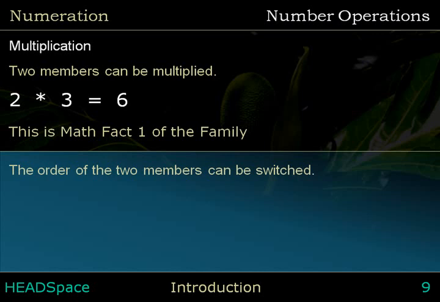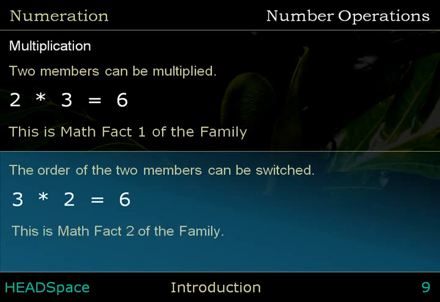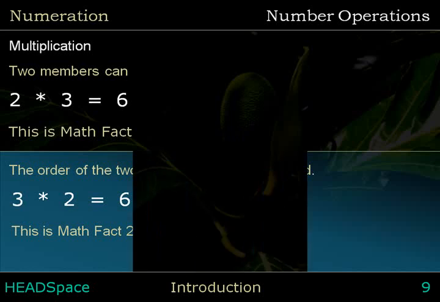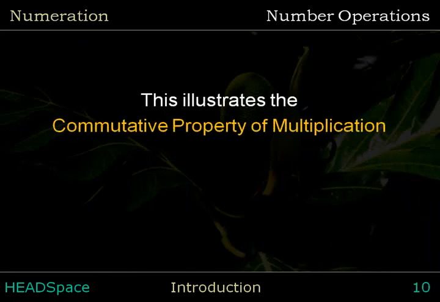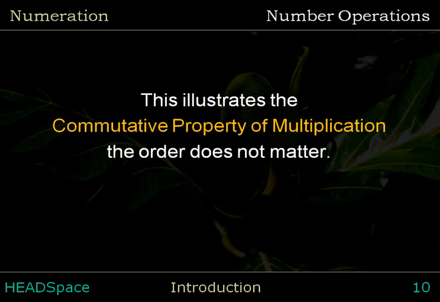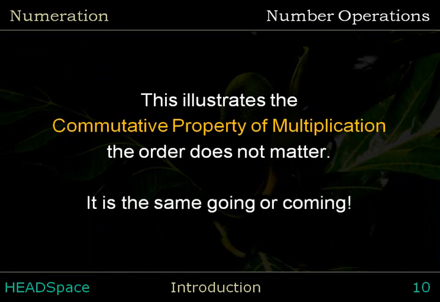The order of the two numbers multiplied can be switched. 3 times 2 equals 6. This is math fact 2 of the family. This illustrates the commutative property of multiplication. The order does not matter. It is the same going or coming.